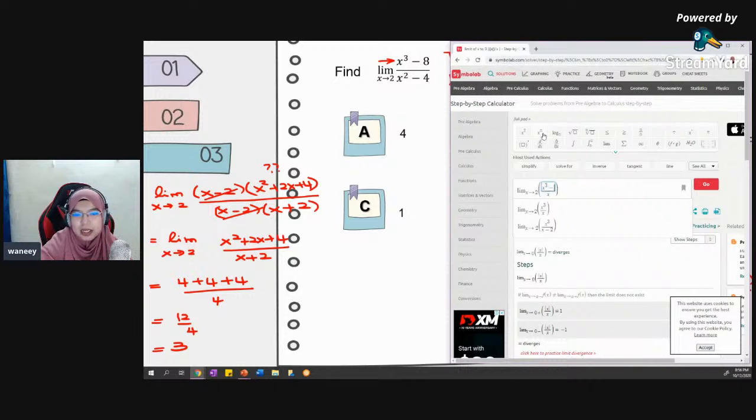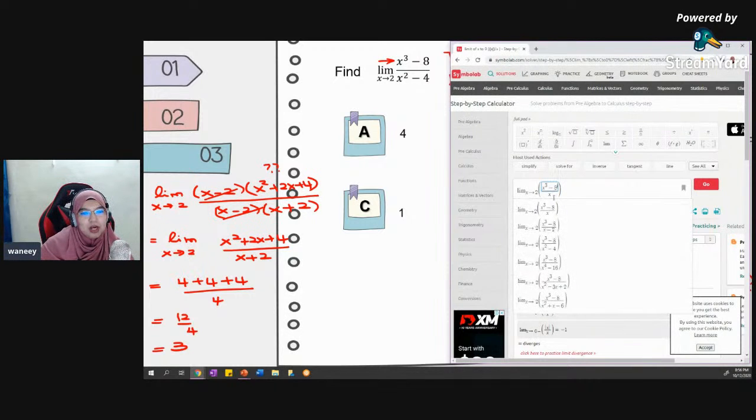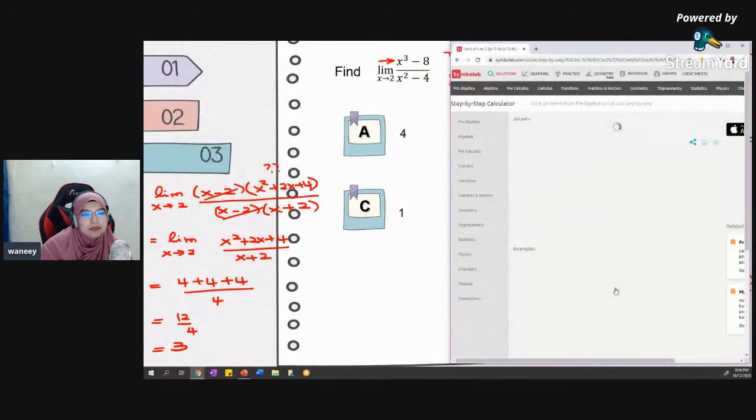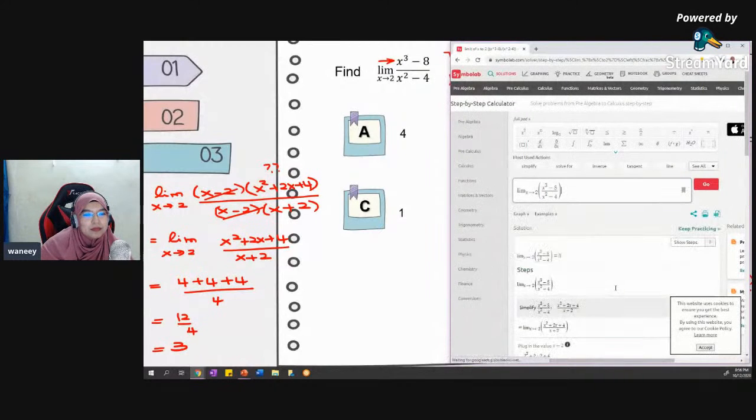And then tolak 8. Lepas tu dekat bawah kita tulis X kuasa 2 tolak 4. Lepas tu kita akan tekan go. Okay, so dekat sini dia tulis lah. Nampak tak kat situ? Jawapan dia adalah 3.